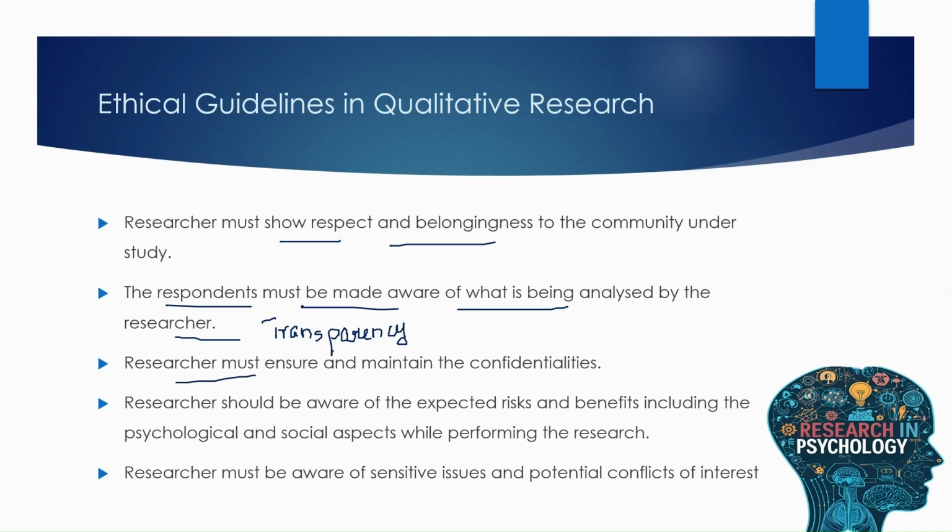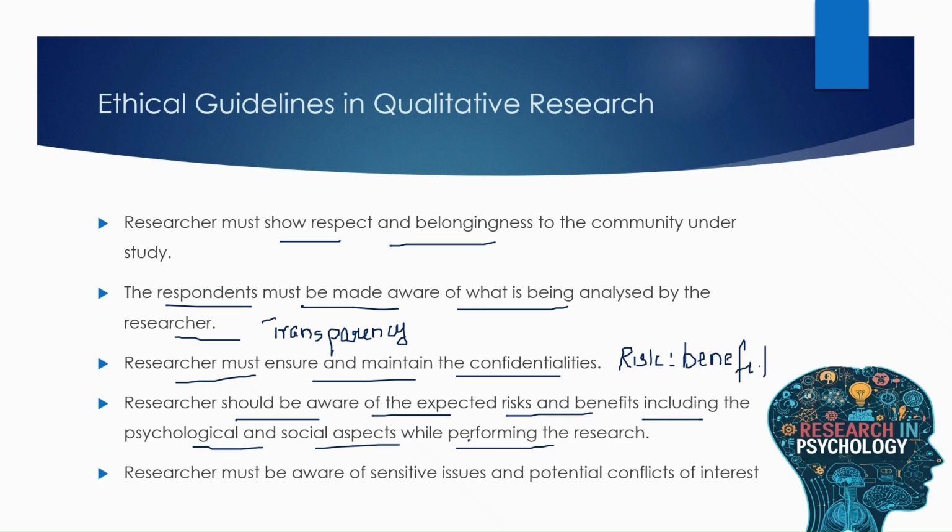The researcher must ensure and maintain confidentiality. Any data that may harm the privacy of the individual should be dealt with very carefully. The researcher should be aware of the expected risks and benefits, including the psychological and social aspects, while performing the research. We have studied about the importance of the risk benefit ratio, right? Then finally, the researcher must be aware of sensitive issues and potential conflicts of interest that can arise from the outcome of his study. All right.